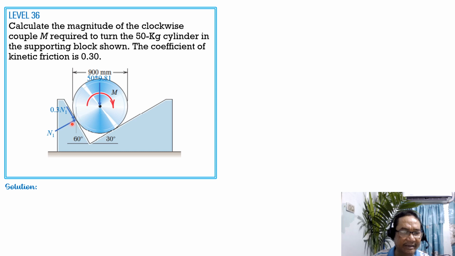So the angle, this is 60 degrees. So that's N2, 60 degrees. Then friction up to the right, 0.3 of N2. Then the angle also, this is 30 degrees, 30 degrees horizontal.